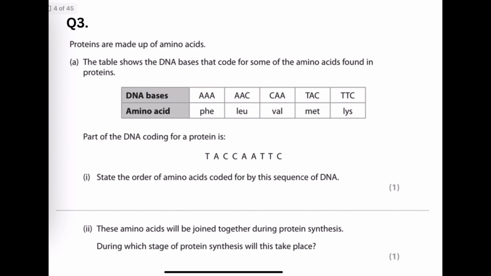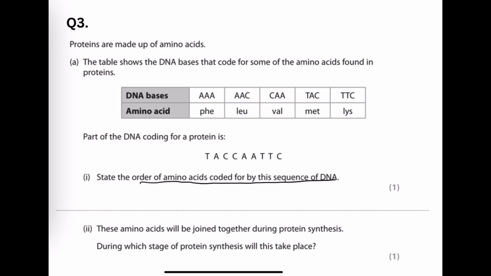Question 3. Proteins are made up of amino acids. The table shows DNA bases that code for some amino acids found in protein. Part of the DNA coding for protein is this. State the order of amino acids given by the sequence of DNA. We know that it goes by 3. Amino acids, they code by 3. So 3 DNA bases make one amino acid.